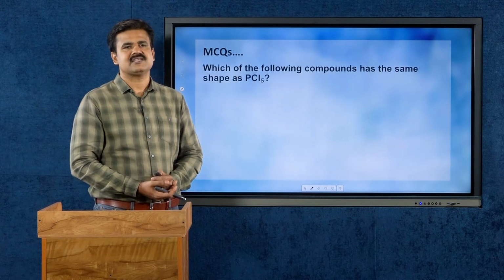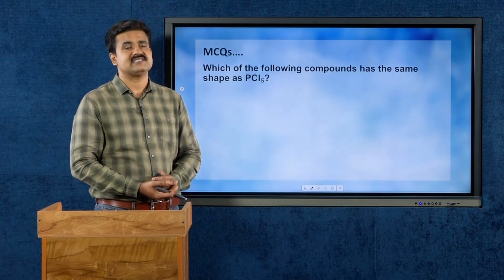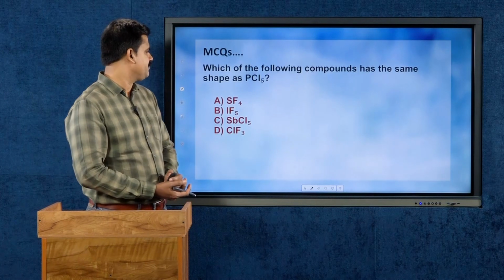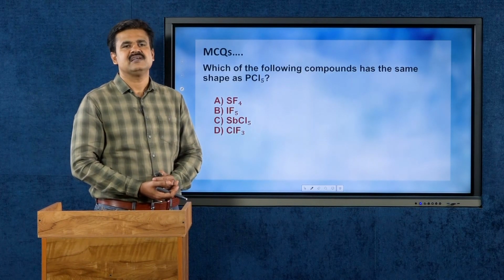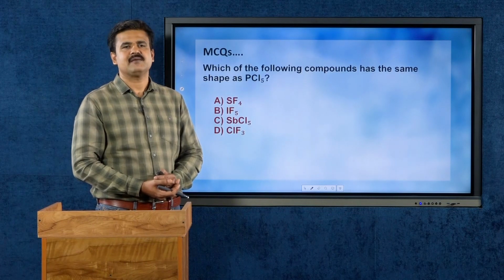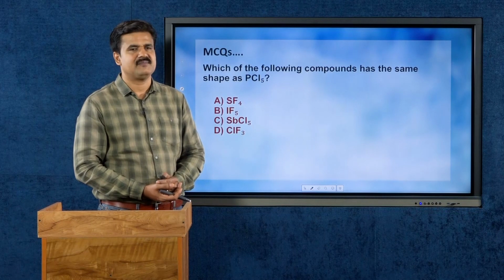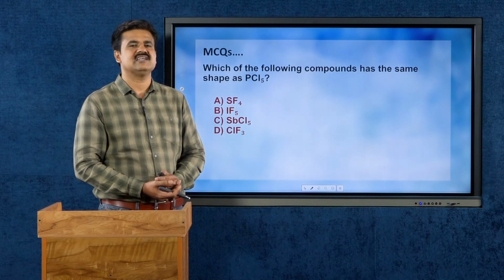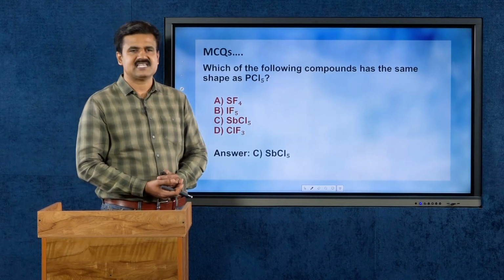Now another MCQ. Which of the following compounds has the same shape as PCl5? These are the options: SF4, IF5, SbCl5 and ClF3. It should be noted that Sb or antimony is an element that belongs to the same family as phosphorus, the nitrogen family. So SbCl5 has a similar shape to that of PCl5. So your answer is option C, SbCl5.